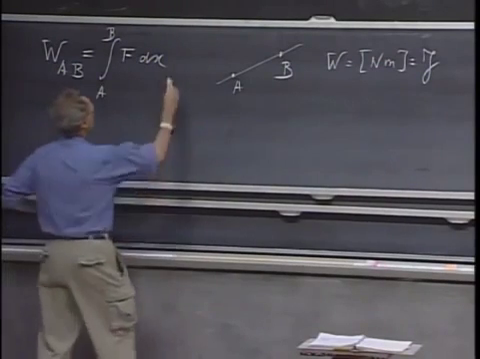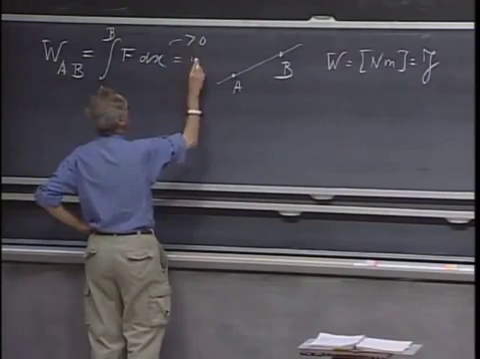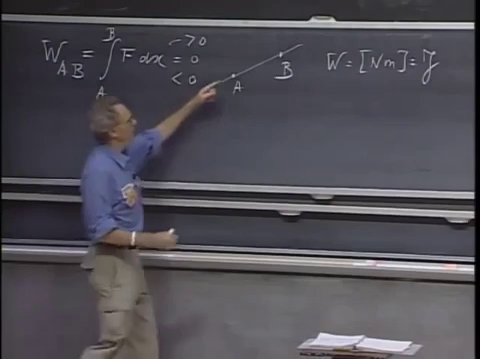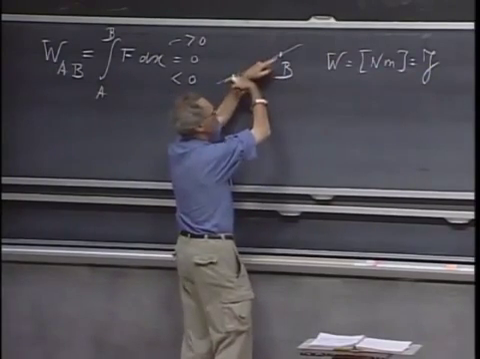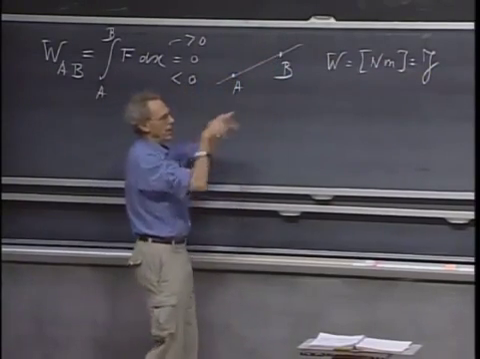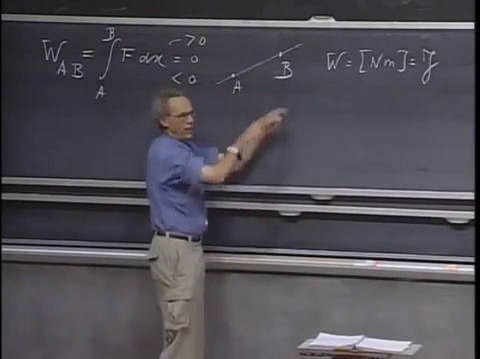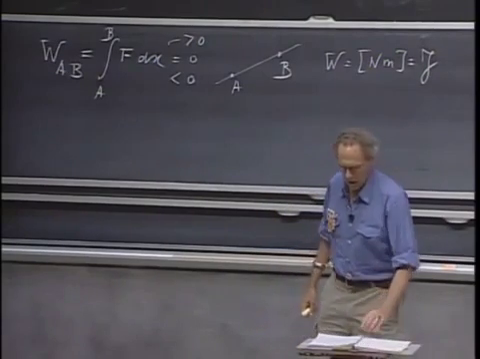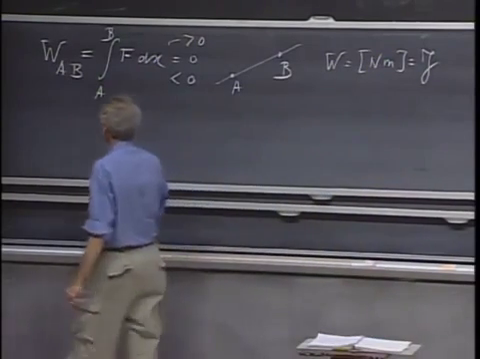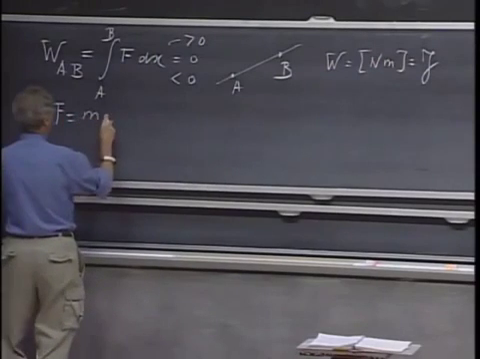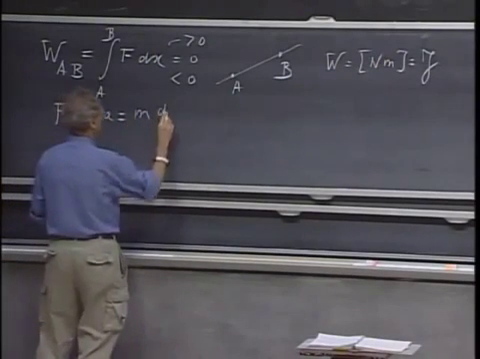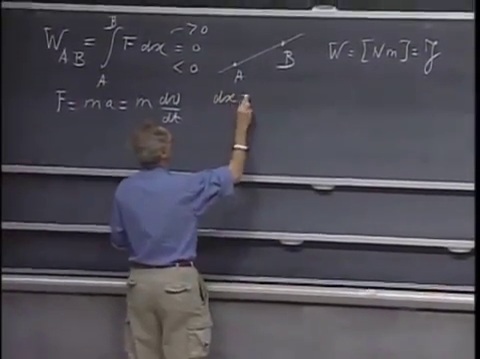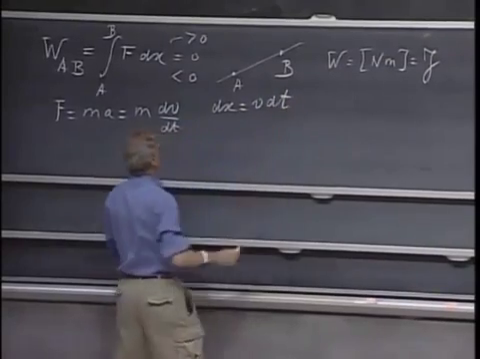Work is a scalar, so this can be larger than 0, it can be 0, or it can be smaller than 0. If the force and the direction in which it moves are in opposite directions, then it is smaller than 0. If they're in the same direction, either this way or that way, then the work is larger than 0. F equals ma. So therefore, I can also write for this m dv dt, and for dx, I can write v dt.